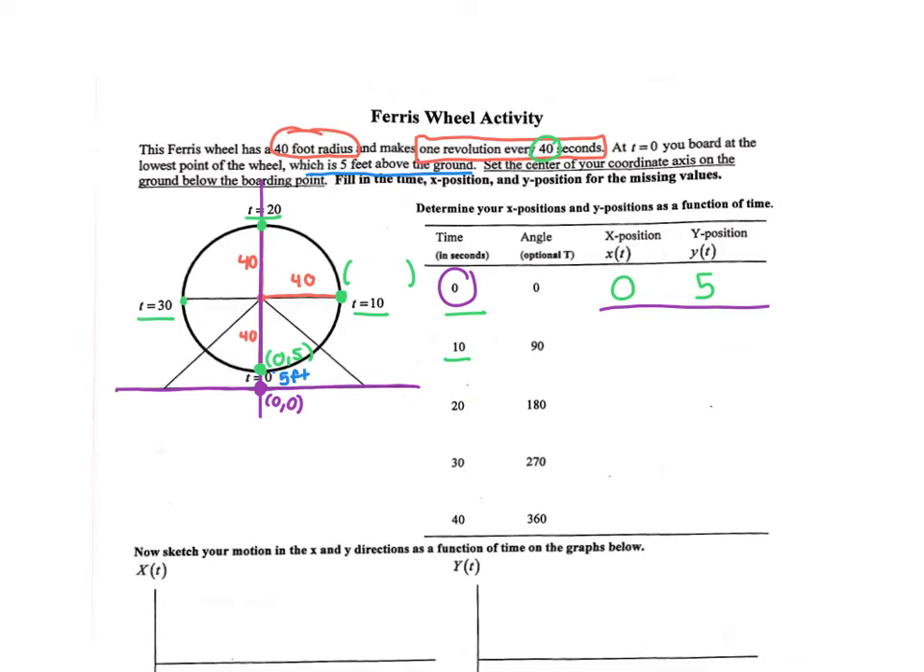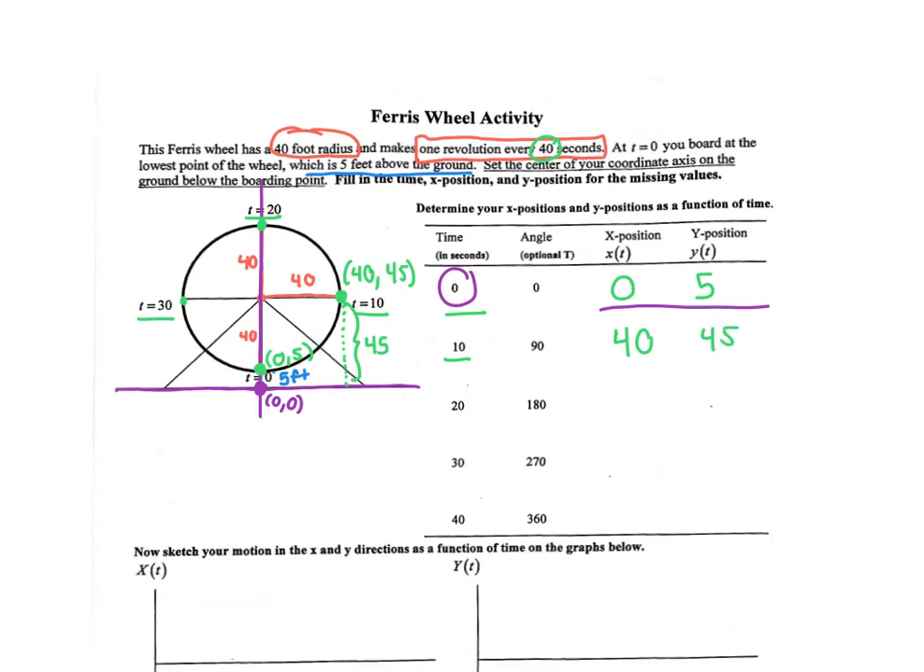Since the radius is 40, we know that we have gone horizontally 40 feet at this point. And then in terms of the vertical distance, remember the radius is still 40. However, we started 5 feet above the ground. So if we put that together, this vertical distance is actually 45, meaning that at 10 seconds, our position is now at 40 and 45. And we're going to do that all the way around the clock.